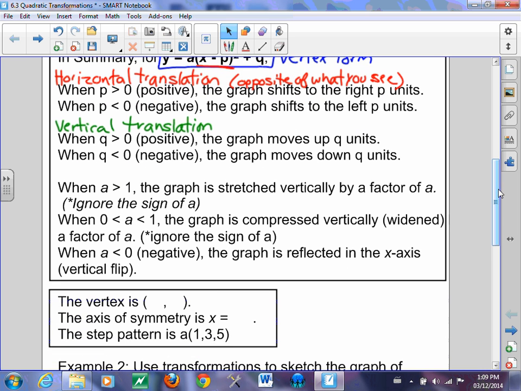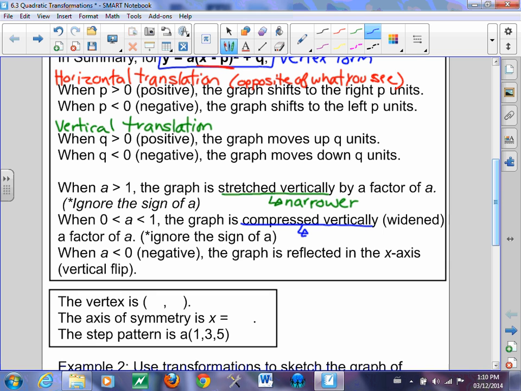If A is greater than 1, that means it is stretched vertically. If it is stretched vertically, that means that it gets narrower. So you might want to write that in. And you're going to ignore the sign for now. We're just going to talk about the numeric value. If A is between 0 and 1, then it is compressed vertically, or you might want to say flattened, a little bit like a pancake. Another term they call is widened for that as well.